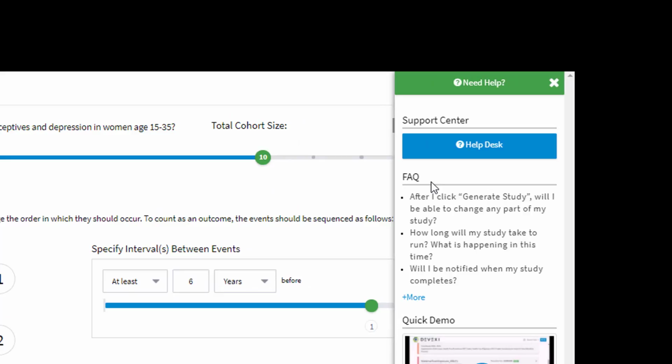The study configuration shows the exact parameters you use to generate your study. This can be easily read by other researchers who wish to replicate and build upon your study. For more help, check out the FAQ section of the help desk.